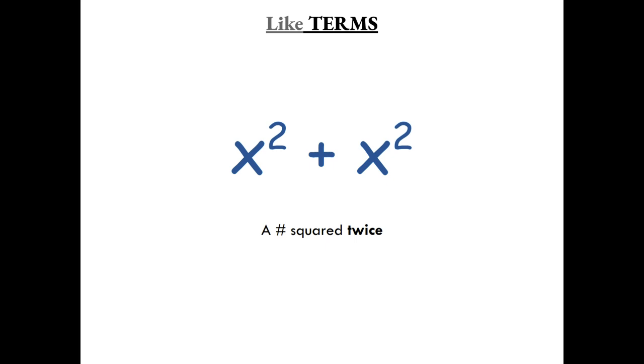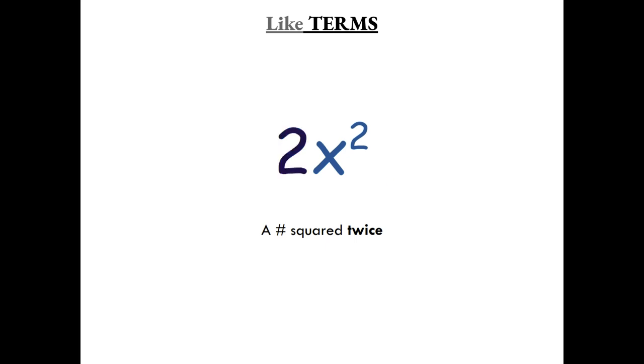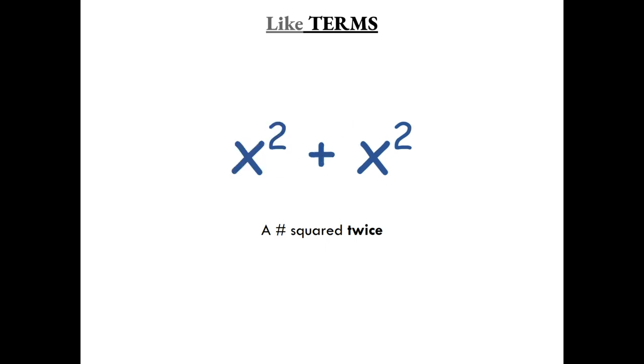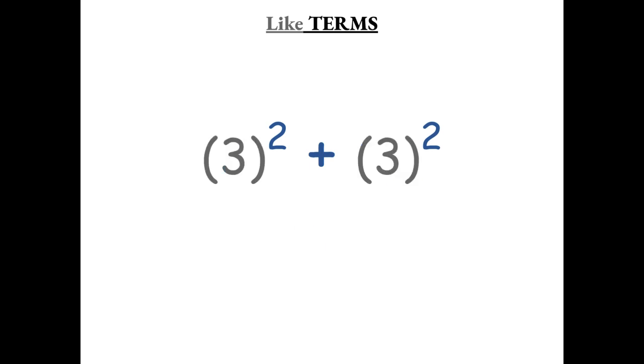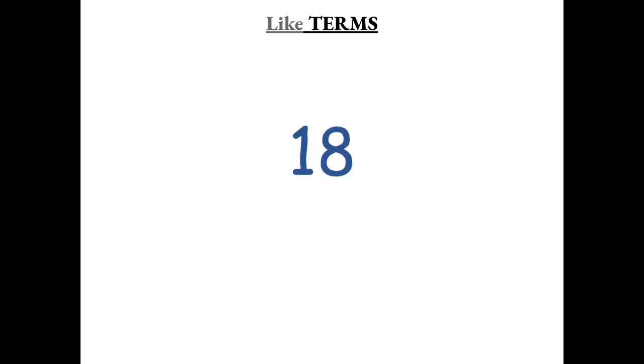The way like terms work is, you have x squared. This means a number squared. And over here we have x squared plus x squared. That means a number squared twice. So therefore it's 2x squared. This should just explain how like terms work. So for instance, let's say x was 3, it'd be 3 squared, which is 9, plus 3 squared, which is 9, and the answer would be 18.